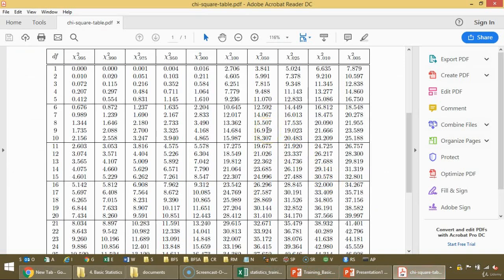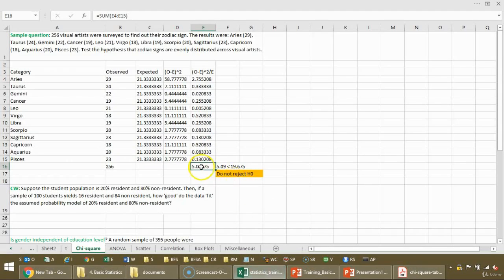5.09, and if we are testing at 95% confidence, that is 0.05. So this chi-square should have been 19.65, but we have got this one, and this is much less than 19.65. It means this value is within the acceptance region. The meaning of it is that we do not have enough evidence to reject the null hypothesis. So we cannot reject.